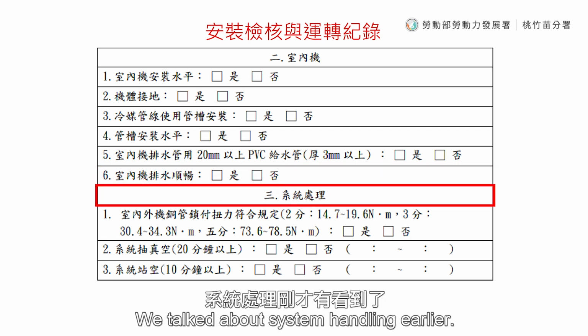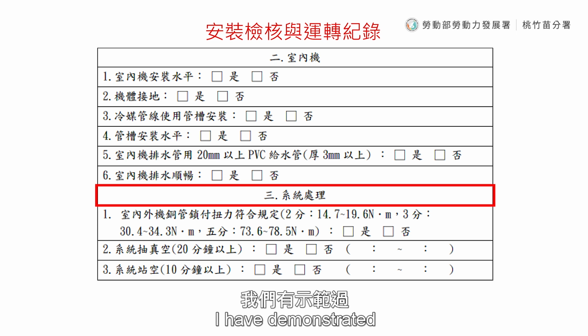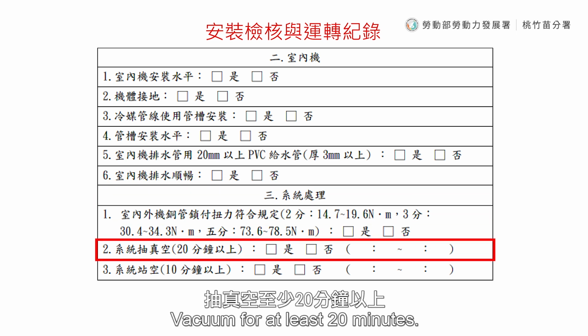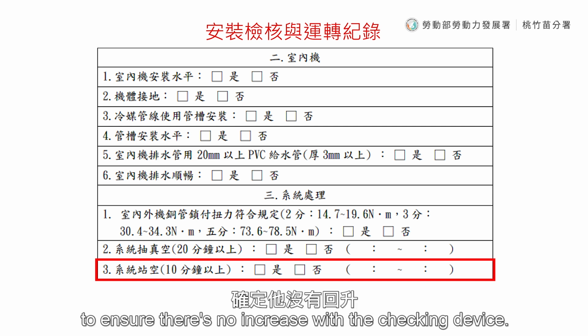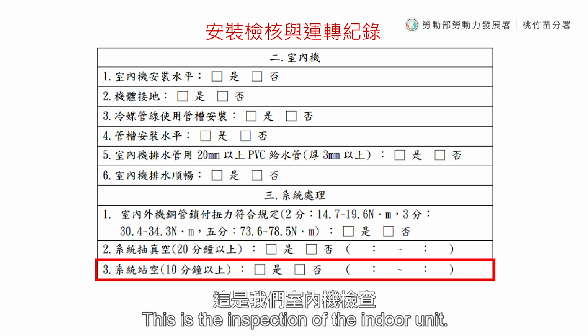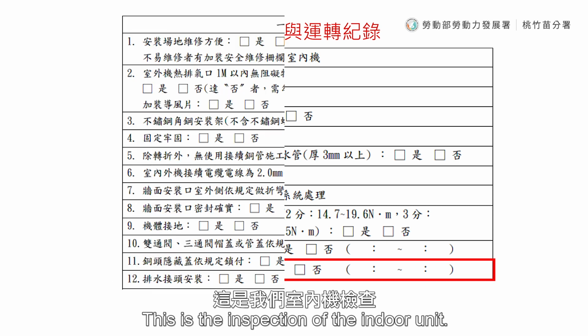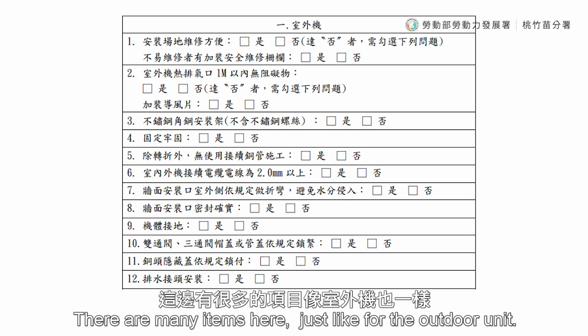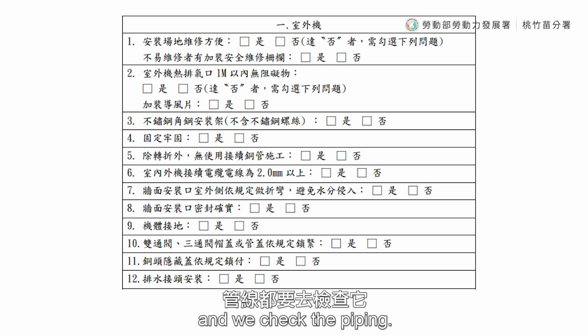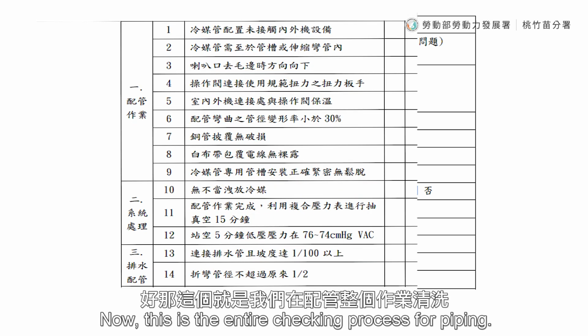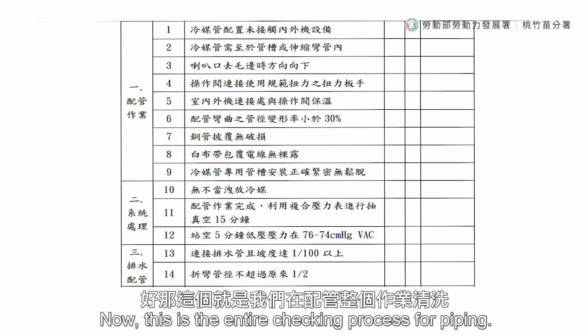We talked about the system handling earlier. I have demonstrated vacuum for at least 20 minutes. For pressure testing, we need 10 minutes to ensure there's no increase with the checking device. This is the inspection of the indoor unit. Many items here are just like the outdoor unit. We check the distance from the wall, and we check the piping. Now this is the entire checking process for piping.